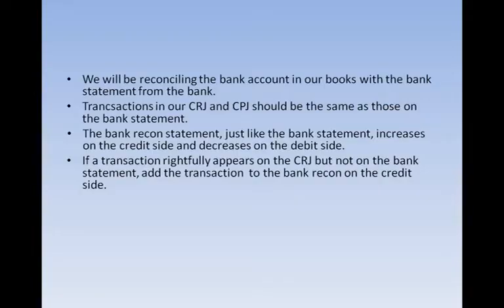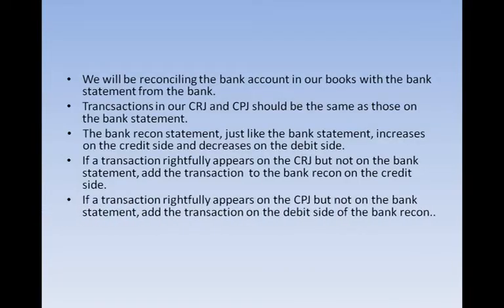If a transaction rightfully appears on the CRJ but not on the bank statement, add the transaction to the bank recon on the credit side, right? So if the transaction appears in the cash receipts journal, which means we have recorded in our books that we have received money, but perhaps it's a check, or the money hasn't been deposited in the bank account, you need to show that transaction in the bank recon on the credit side. If a transaction rightfully appears on the cash payments journal but not on the bank statement, add the transaction on the debit side of the bank recon.